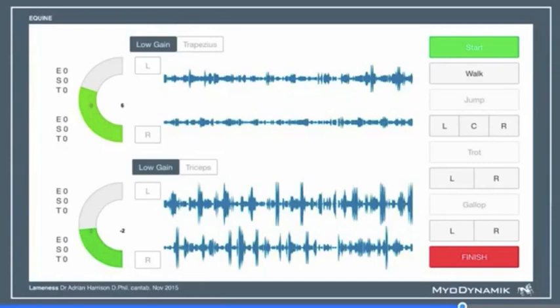Using the CURO system, this element of muscle imbalance and early lameness can easily and non-invasively be revealed. Indeed, just after these recordings were taken, this horse became visibly lame in its front right leg.